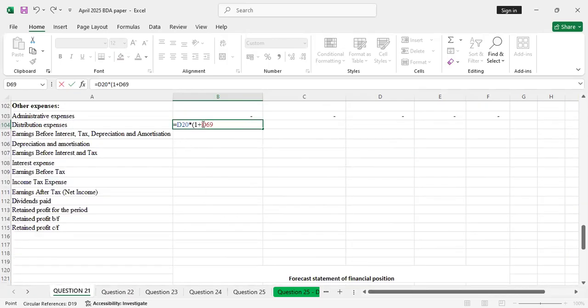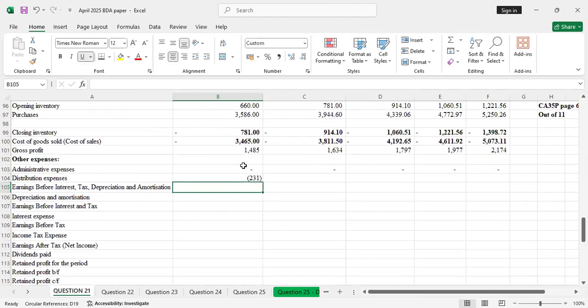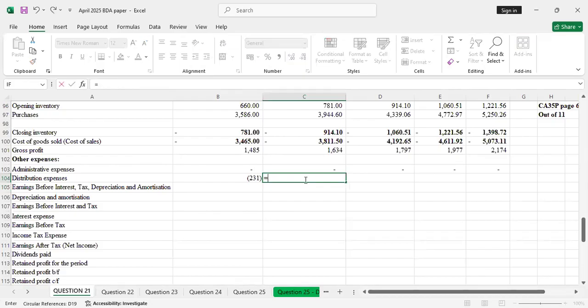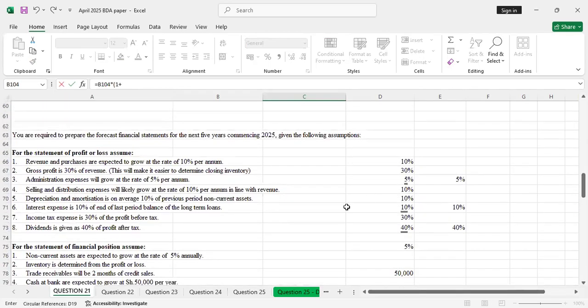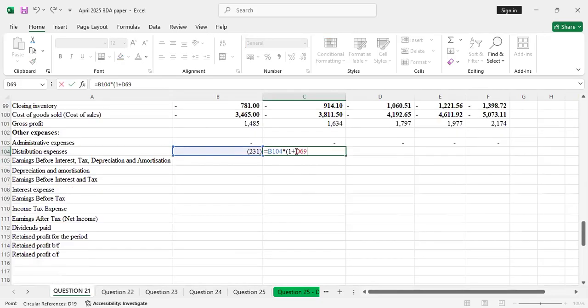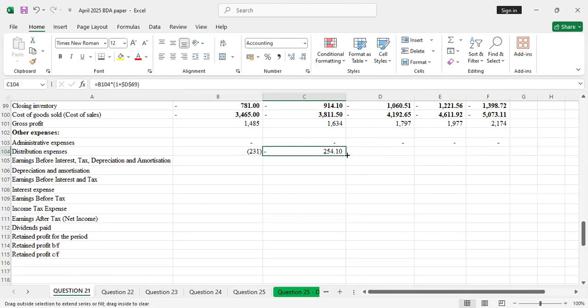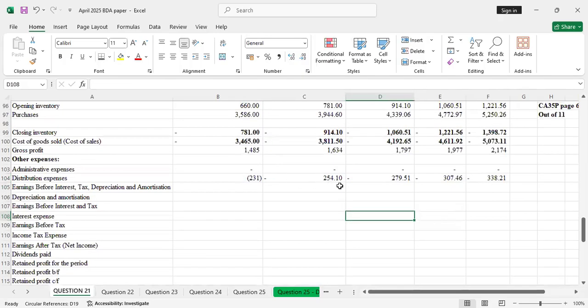So I'll lock it again. And I'll enter. Yeah, you can see this is now giving me that value. I don't know why for administrative is not responding, but I'll work on it. Don't worry, I'll do the same with that. I'll multiply that by bracket 1 plus the 10%, which is there. And I'll also lock it so that I can drag at that point.